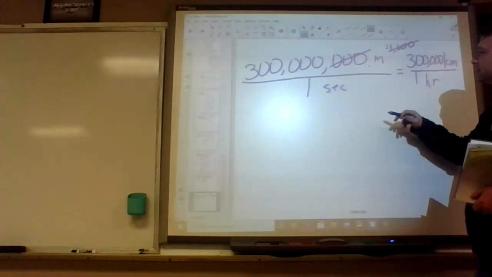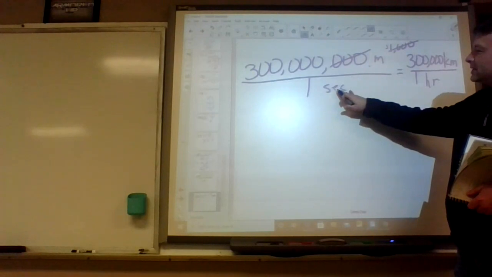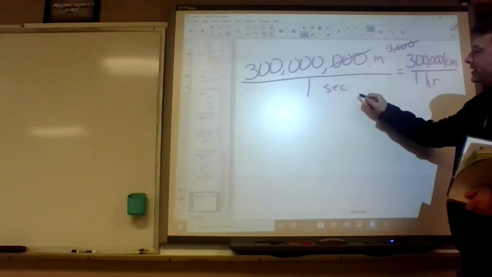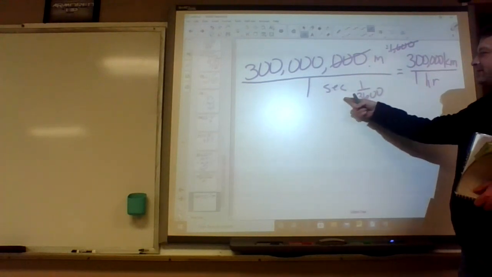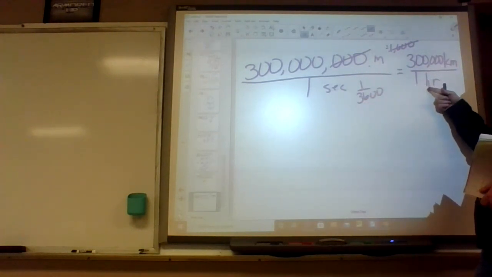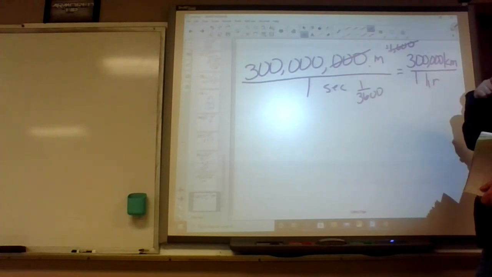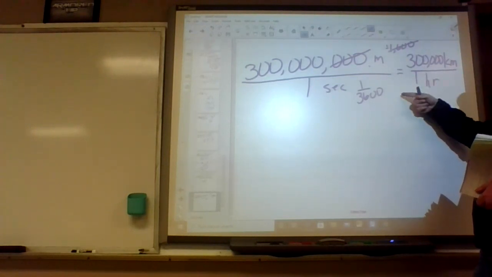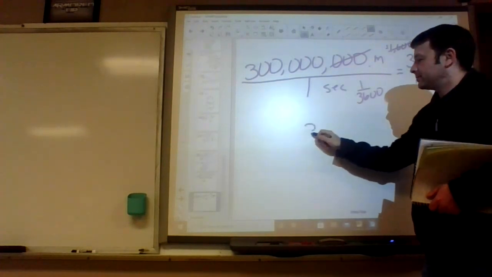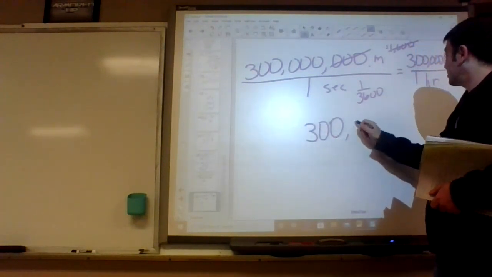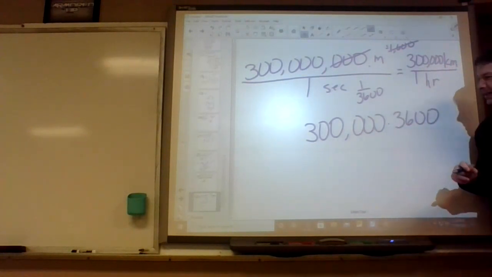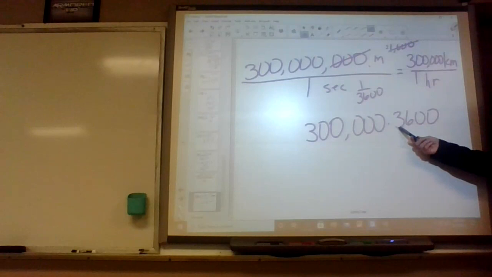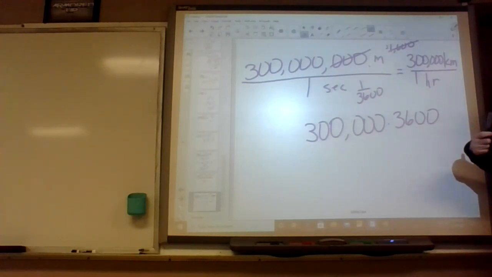So 1 second is 1/3600th of an hour. So we divide by 3,600, which would be like multiplying. Basically, this is how many kilometers an hour light goes. Okay, so let's somebody plug that in your calculator. It's 108.